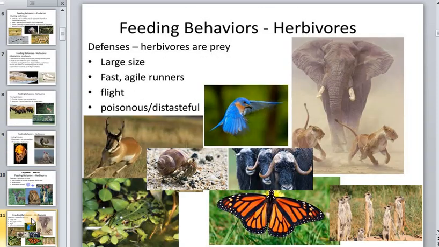And one more thing we will discuss today is grouping in big social groups, and it helps to reduce the predator risk. Of course, we can also find large size, like in elephants, or you can fly, or just be good runners, or be poisonous too, or just be invisible. These strategies are very interesting, and we will talk about them today in the context of territoriality.